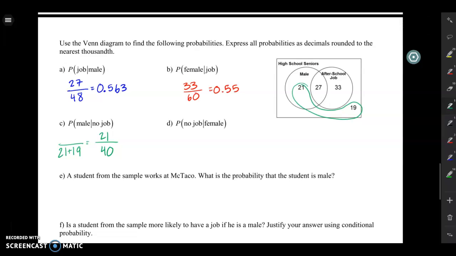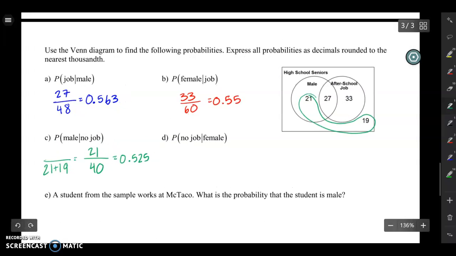Then I'm going to use my calculator to go ahead and calculate that decimal. It's 0.525. So you can go ahead and work out example D as well using this same method that we just talked about.